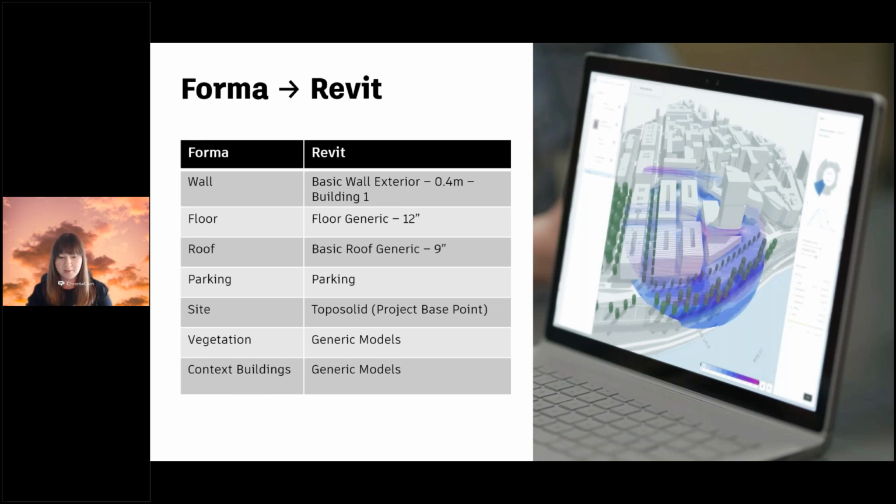And so these are just the Revit families that it assumes by default. Walls become the basic exterior wall. It'll put in a floor and a roof. The parking can even come over. And then the site will be a topo solid. It's also going to group together all vegetation and general buildings around the site that we put in.